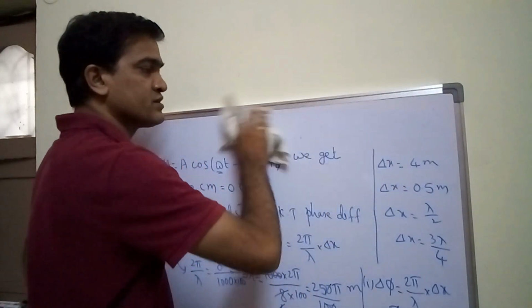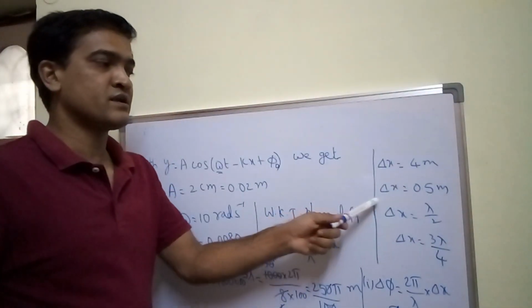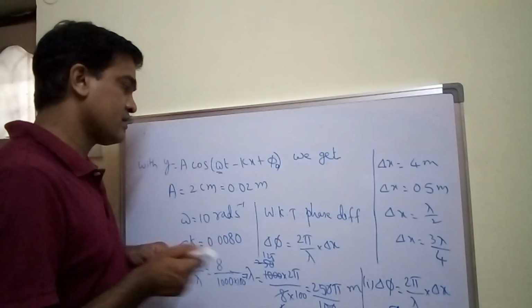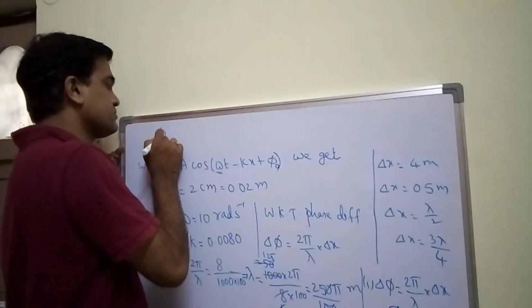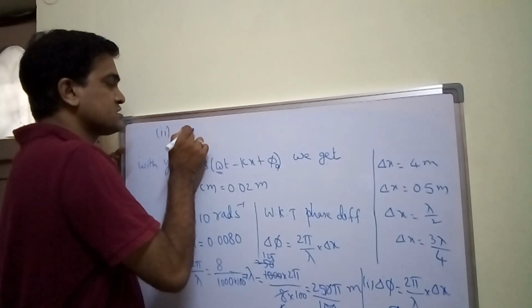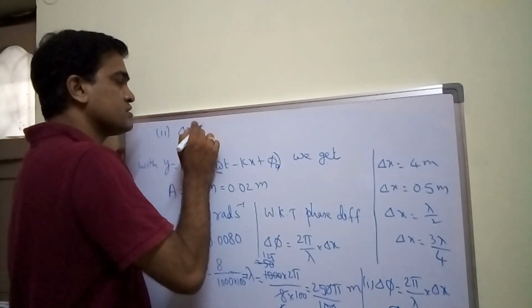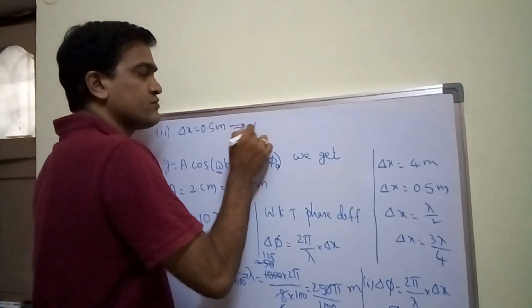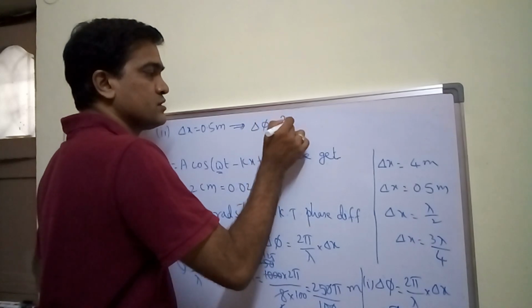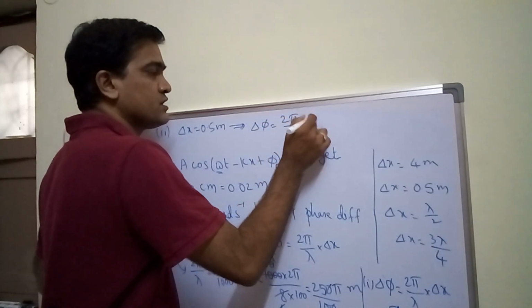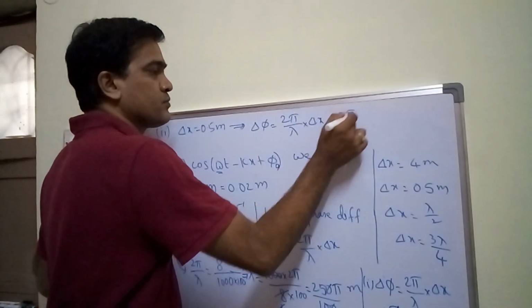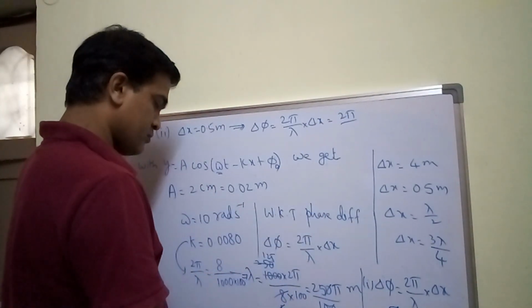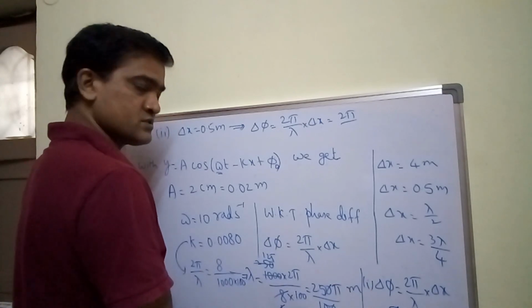Now you go for second bit. What is second bit given? Delta x is equal to 0.5 meter, right? So this is the value of k. Now what is second bit? Second bit is delta x is given as 0.5 meter. So from this you can calculate the value of delta phi. Delta phi is nothing but 2 pi upon lambda into delta x. So 2 pi upon lambda. What is lambda here? Lambda is nothing but, we got 2.5 pi. Right?